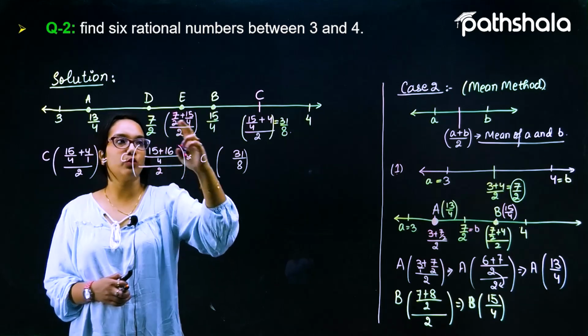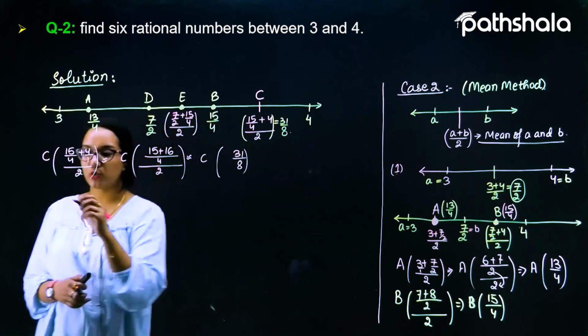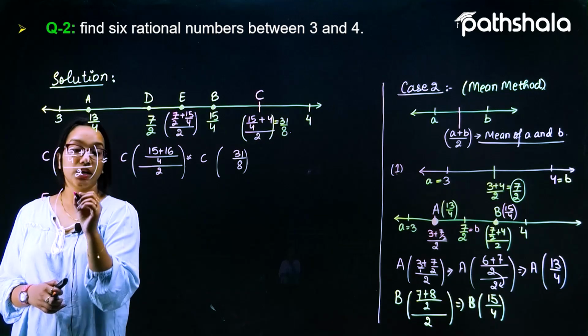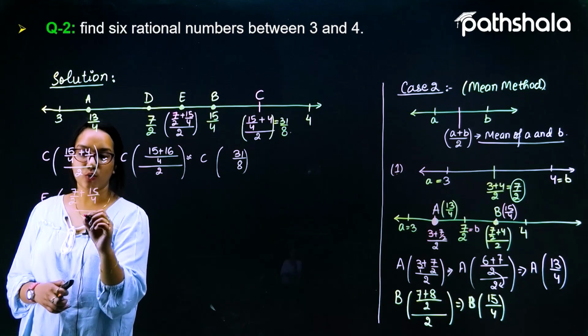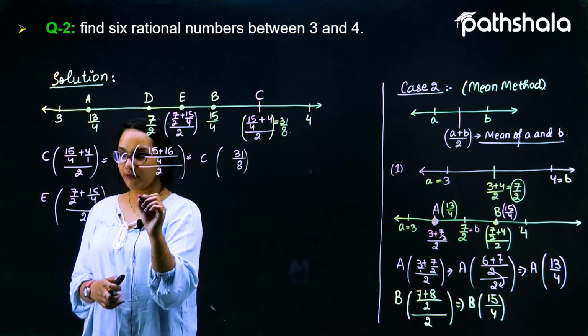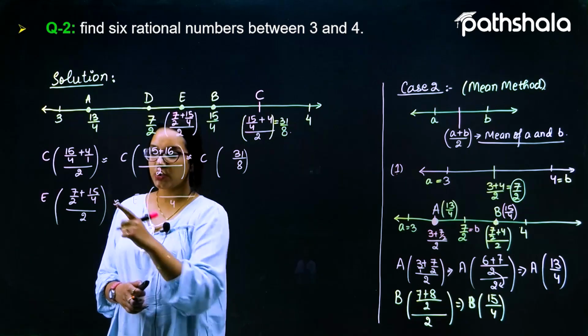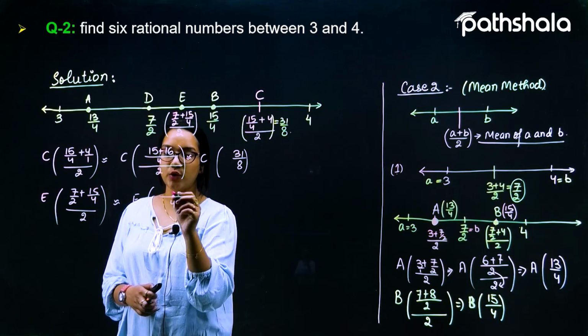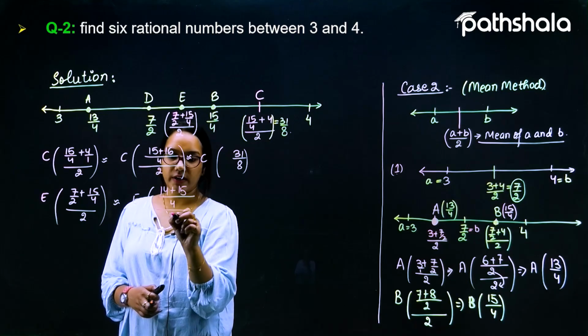So A will be 7 by 2, B will be 15 by 4. So (A plus B) divided by 2. Let us suppose I'm solving E over here as (7 by 2 plus 15 by 4) divided by 2. Let's just take the LCM of 2 and 4 first. The LCM of 2 and 4 is nothing but 4, obviously. So 2 gets multiplied with the 7 in the numerator. So 7 2s are 14, plus 15, divided by 2.